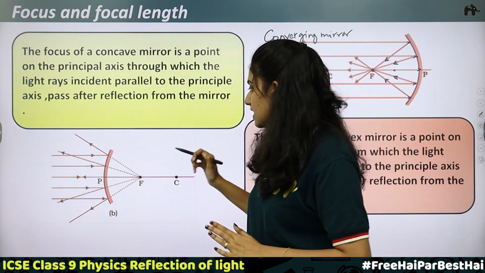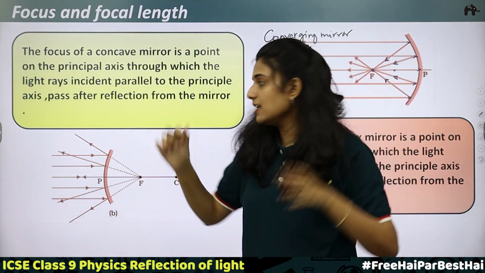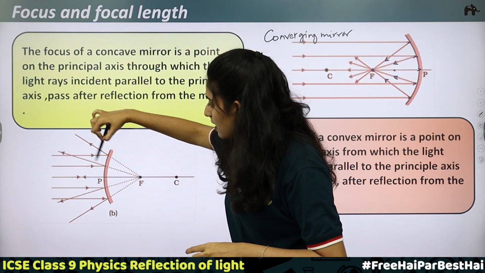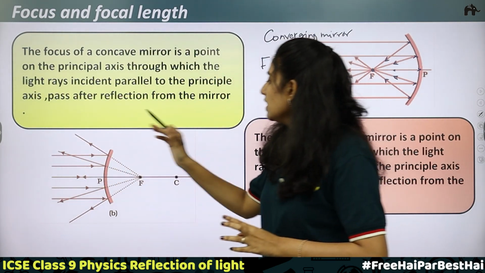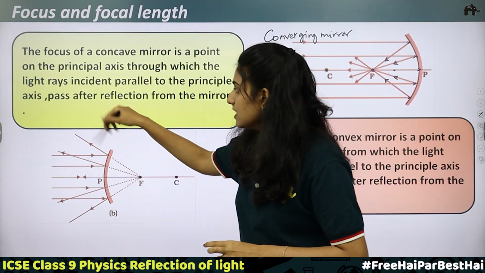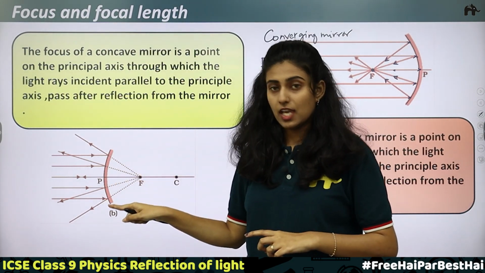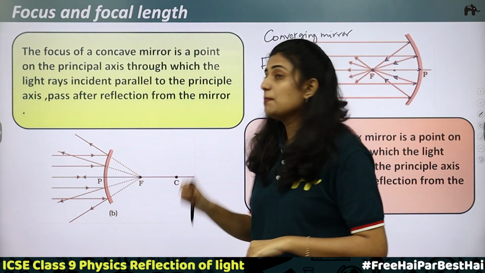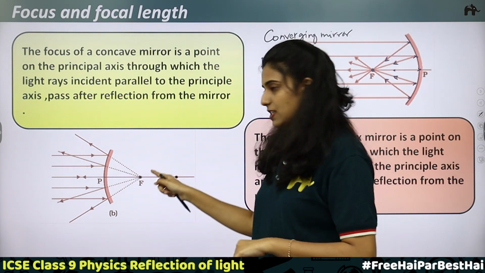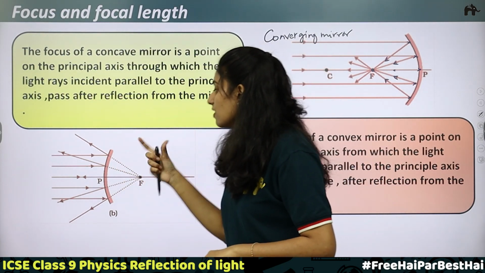After reflection you can see that they are not converging at a point. They are moving in different directions. They are getting spread. So here you can see that the light rays are getting spread, but all of them are emerging from one point. They are starting to diverge from one point. This point is called the principal focus of a convex mirror.